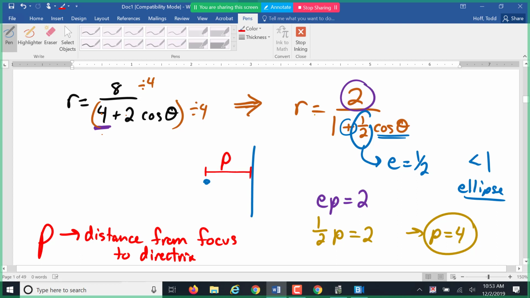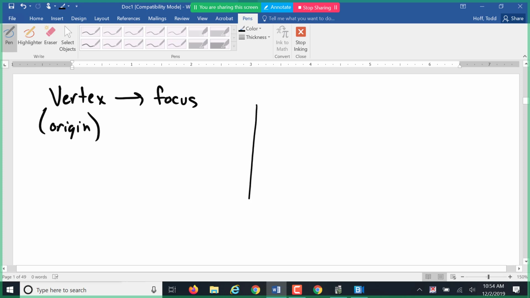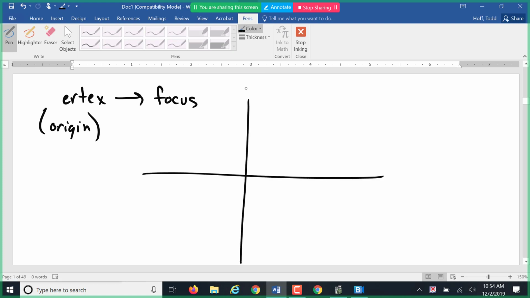So it's 4 units. Now with this form of a conic section, one of the things that makes it so handy is the vertex is the focus. The vertex is what we refer to as the origin. So if I'm looking at my axes here, my focus is right here. P is 4, which means I go over 1, 2, 3, 4. There's my directrix.